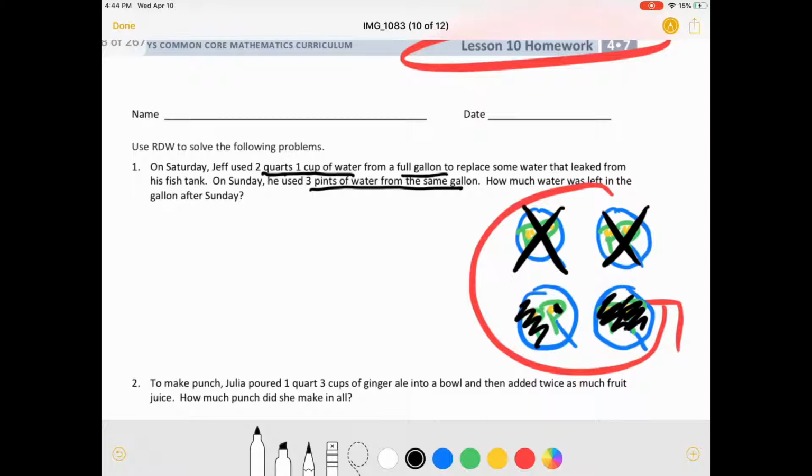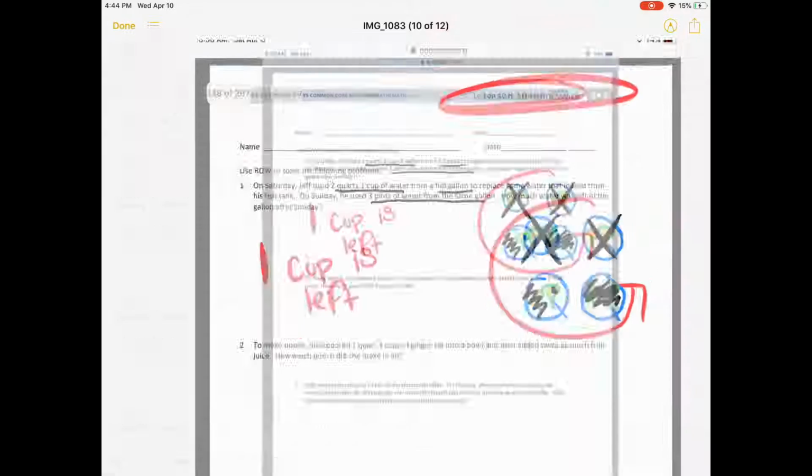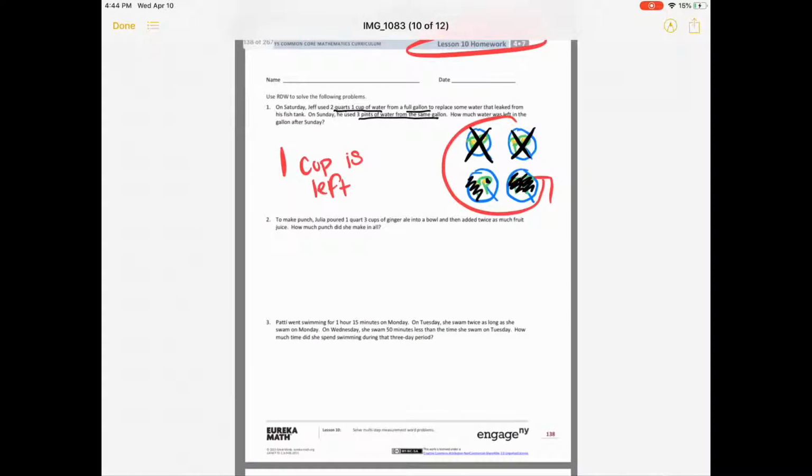Well, all that's left that's not crossed out is that 1 cup that's left, because that quart technically isn't still full. That pint isn't full because I took away that cup. So all that's left is 1 cup of water on Sunday. So 1 cup is left. I thought that was easier to visualize than doing a subtraction problem.